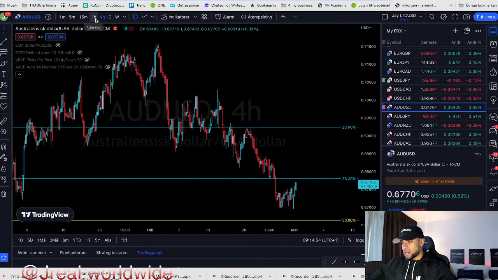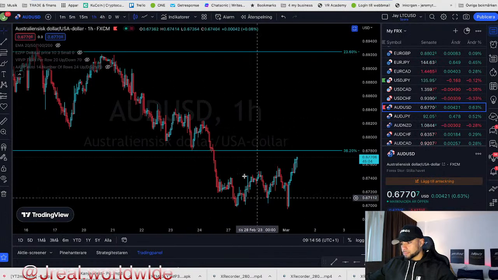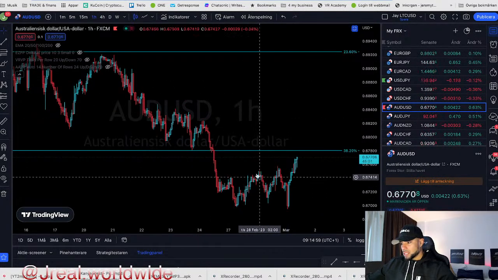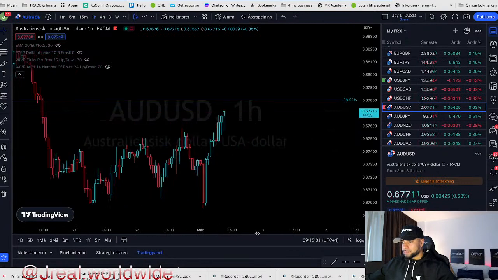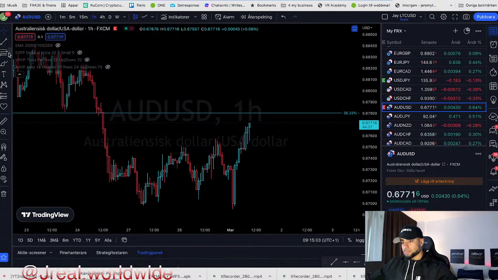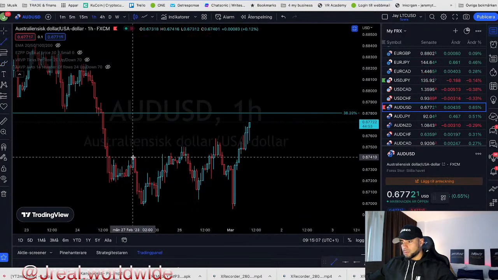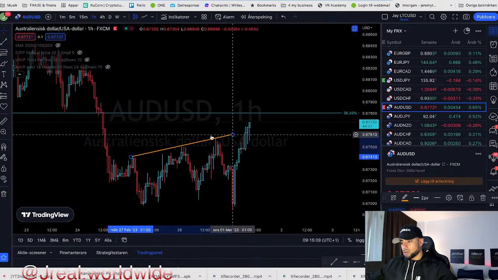So let's go to the lower time frames and see what we got. This is the structure that we just broke. Now, here's another thing. We're looking at this with good manners.